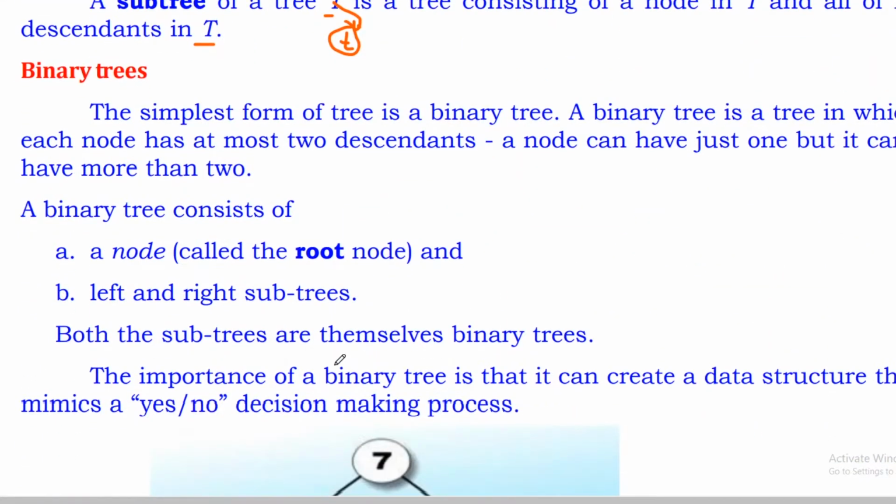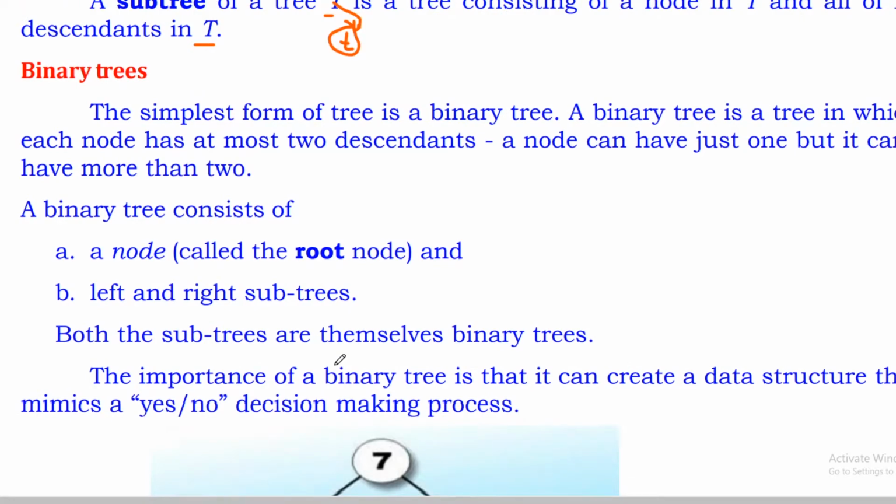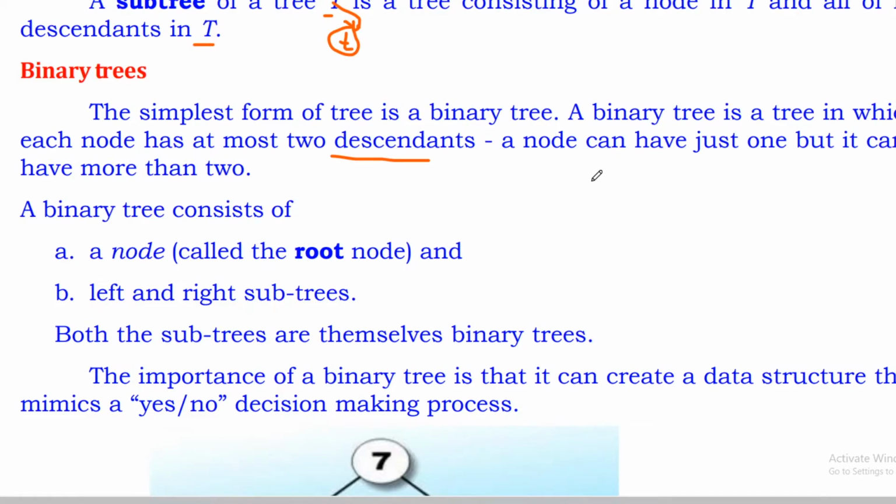Next we have the binary tree. Whenever we talk about binary, it means something associated with 2. The simplest form of tree is a binary tree. A binary tree is a tree in which each node has at most 2 descendants. A node can have just one, but it cannot have more than 2. At most we can have 2 subnodes. That is what we call a binary tree. You cannot have more than 2 nodes. Such trees are called binary trees.